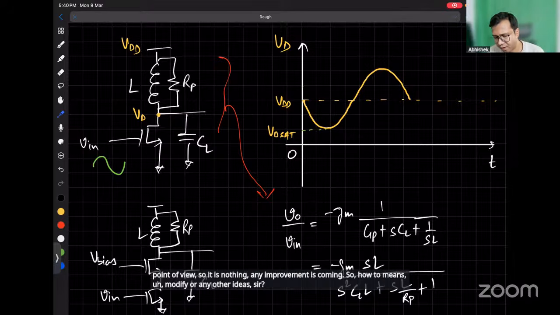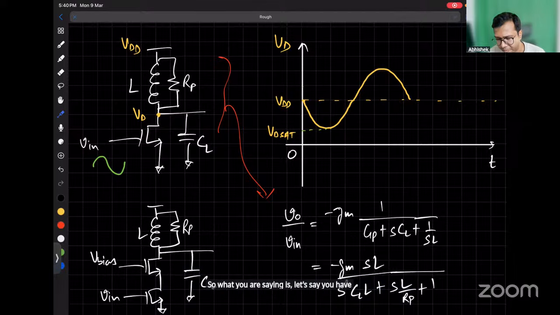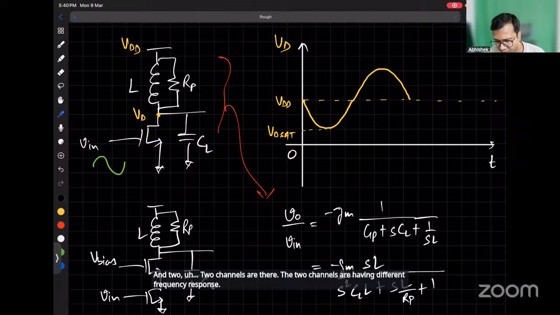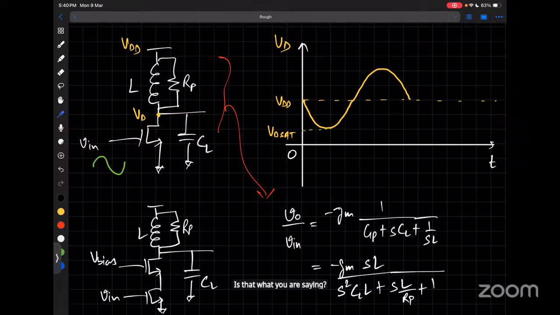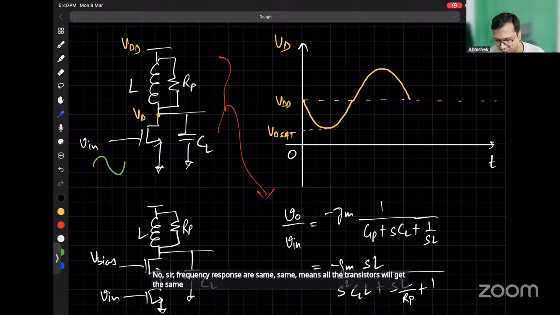So what you are saying is, let's say you have two channels, and the two channels have different frequency responses. Is that what you are saying? No, sir. The frequency responses are the same, sir. All the transducers will get the same frequency band, but the electrical output of the elements will be different.